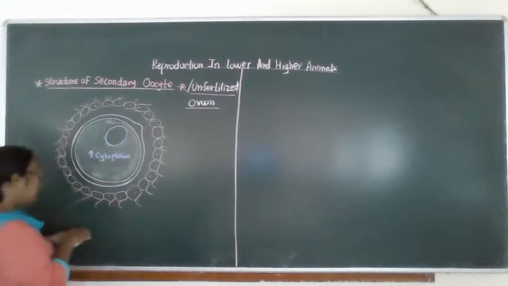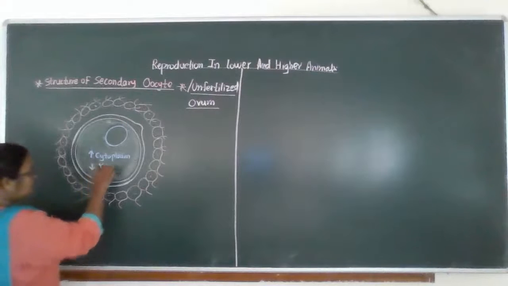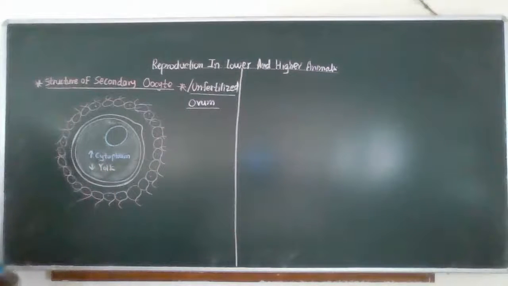Cytoplasm and very little amount of yolk. So it is called a microlecithal type of egg.